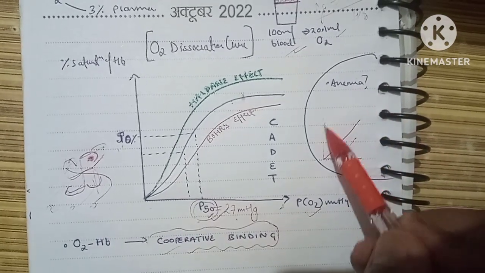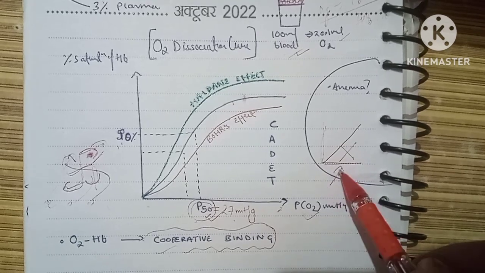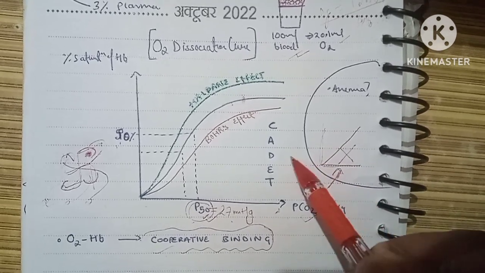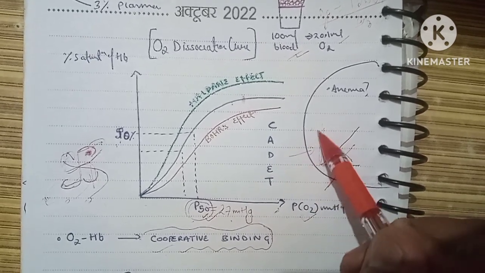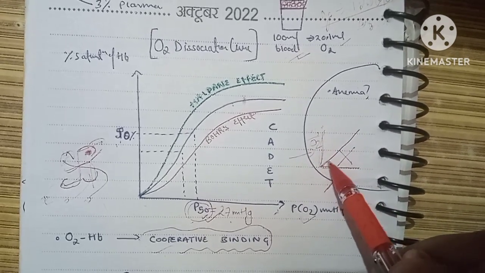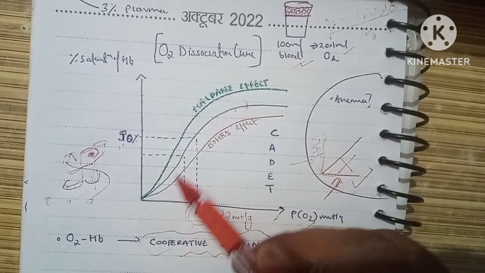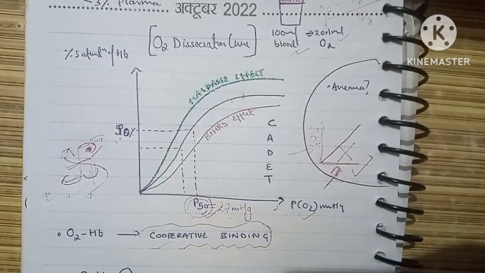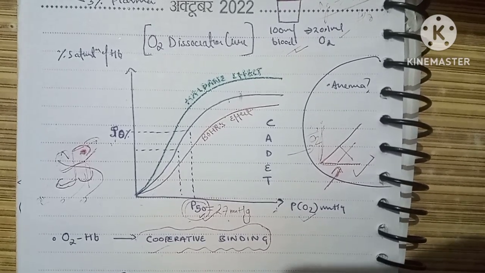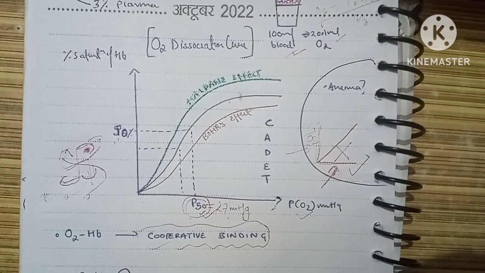The basic understanding is that in normal situations, when the PO2 increases, the binding of the hemoglobin with oxygen will increase. This is a normal phenomenon, and then this should be a linear graph, but this is not so. There is a sigmoid graph seen in the oxygen dissociation curve, and this is because of a phenomenon known as cooperative binding. Now what is this cooperative binding?